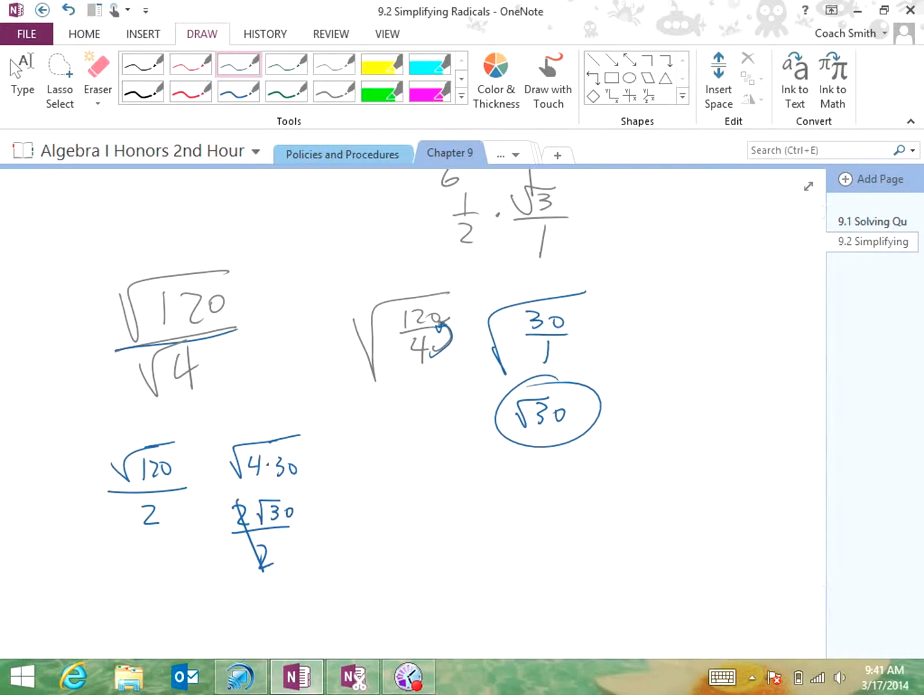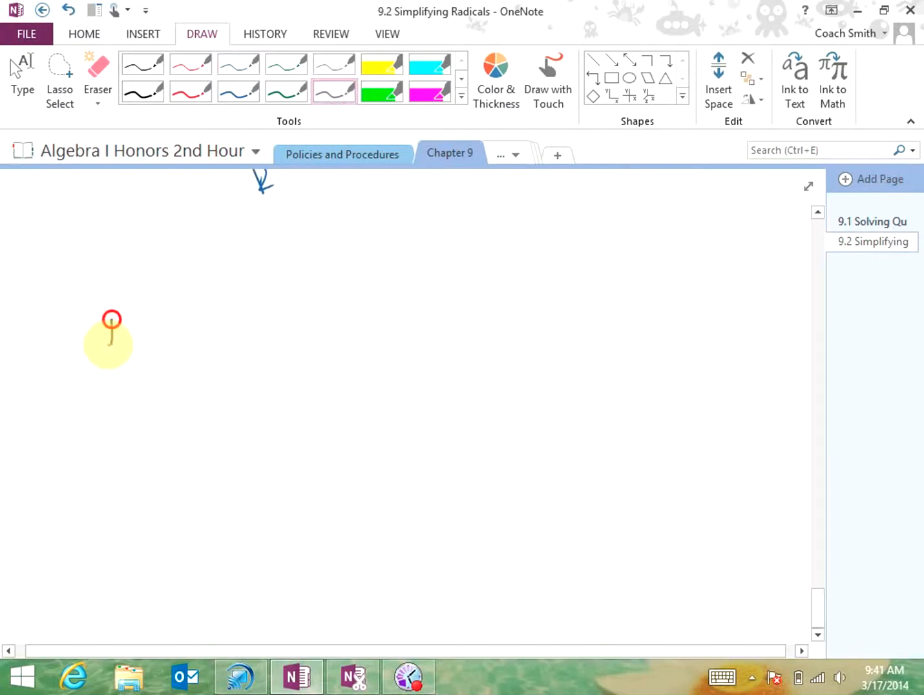Okay. Now, I want you to try this one on your own. One half times the square root of 32 times the square root of 2.